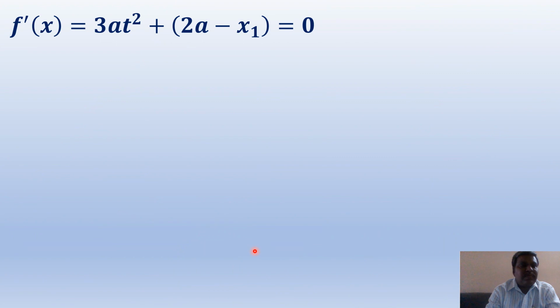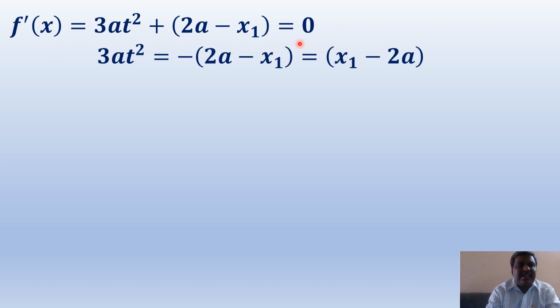So f dash t is 3at square plus 2a minus x1 equals 0. Here some mistake is there. This is f dash t. F dash t is equal to 3at square plus 2a minus x1 equals 0. Understand? Now 3at square is equal to what? Minus of 2a minus x1, that is x1 minus 2a.